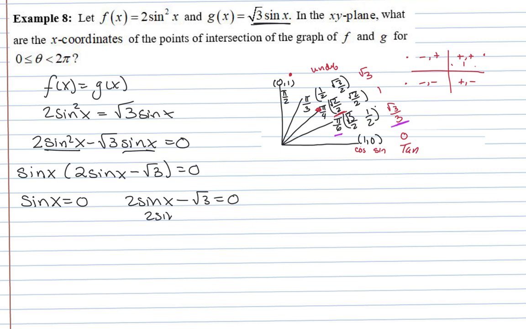This would be 2 sine of x is equal to square root of 3. Divide both sides by 2. And you get sine of x equals square root of 3 over 2. And I have to find all the places where sine equals 0 and square root of 3 over 2.